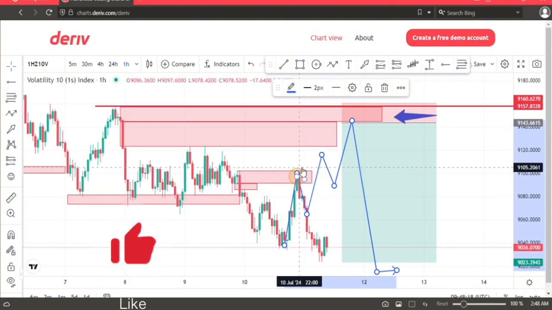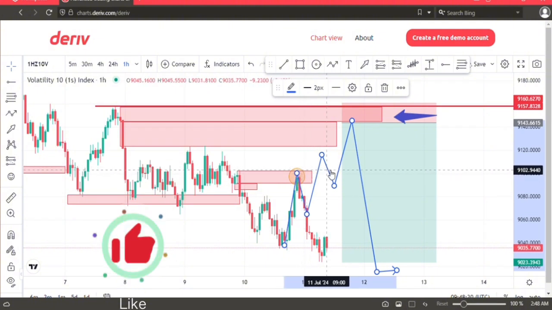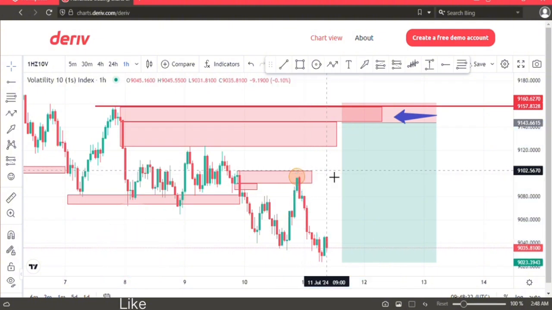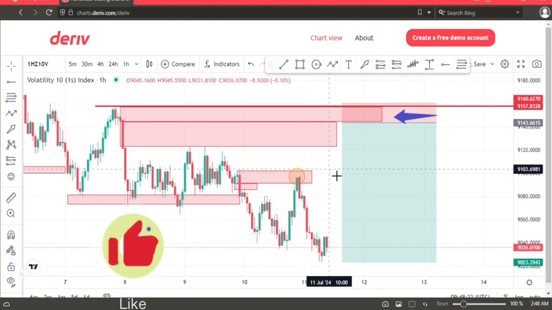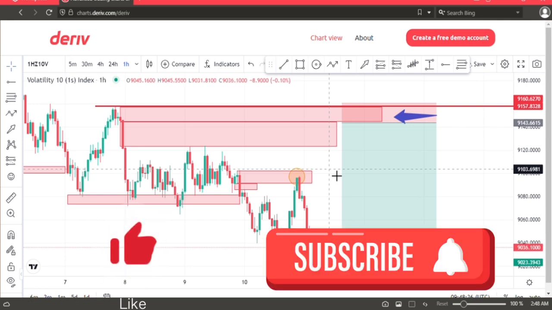So practice this strategy with your demo account and trade with a valid order block. Identify your market properly, whether an uptrend or downtrend, and wait for the market to enter your order block.